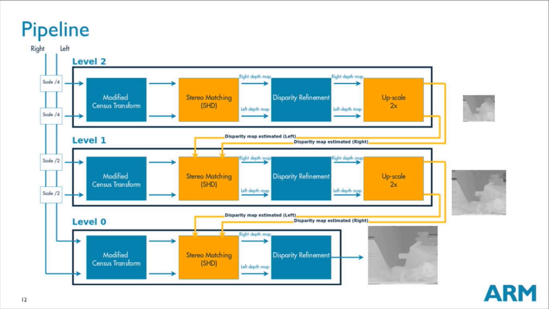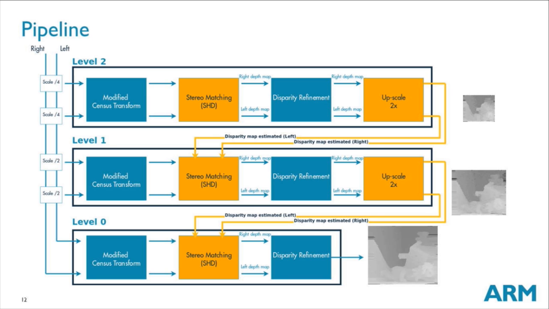In this slide, we have the pipeline implemented with OpenCL. So we start the computation of the disparity map at the coarsest level. We have two images, the left and the right image. After that, we compute the modified Census Transform and we do the stereo matching on those modified Census Transform images. After that, we have two disparity maps, one using the left image as a reference and the right image as a target, and the other one using the left image as a target and the right image as a reference.